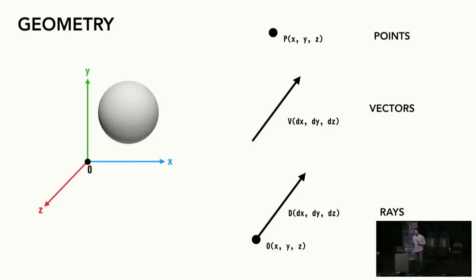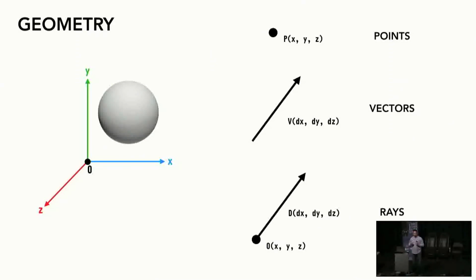And when we combine a point and a vector, what we get is a ray. A ray has an origin point where the ray starts from, and it has a direction in which the ray is pointing. So now we have these basic concepts down for the geometry we're going to use in our scene.